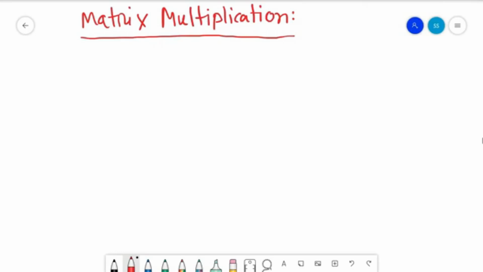Hi everyone, and today we want to talk about matrix multiplication. In our past lectures we learned how to multiply a scalar with a matrix. But what if I want to multiply two matrices? Today we will see how to do that.